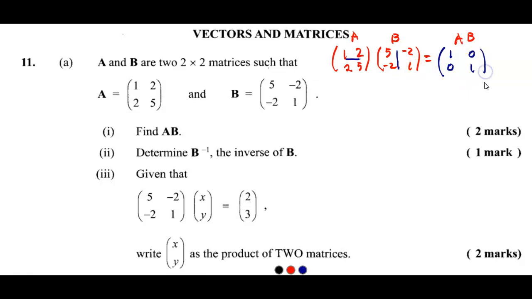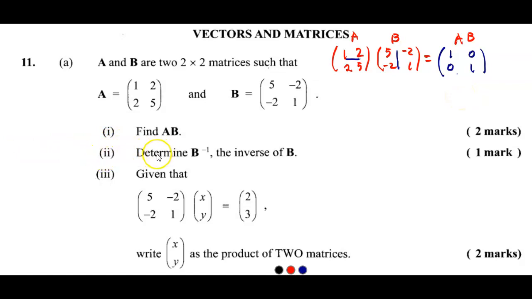So what we get for AB is 1, 0, 0, 1. And this is called the identity matrix. And the identity matrix behaves just like the number 1. So 1 times a number will just give you the number. So let's now look at part 2.